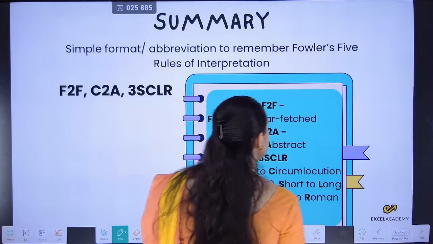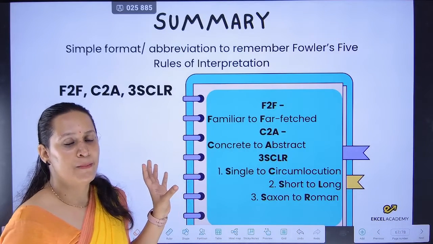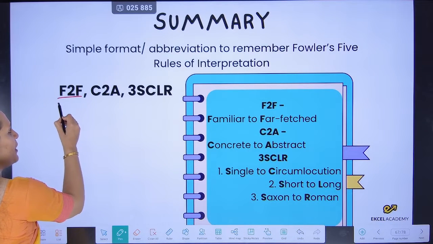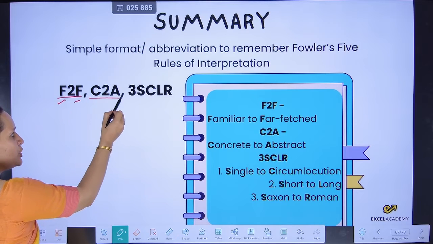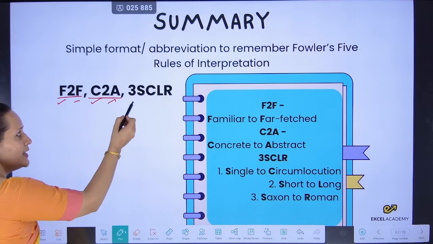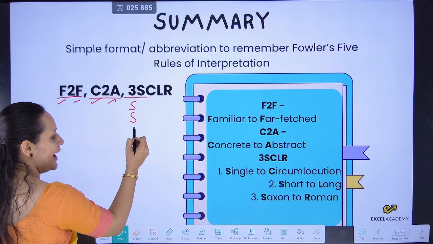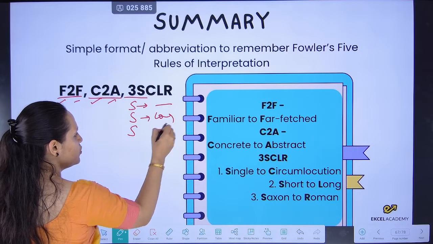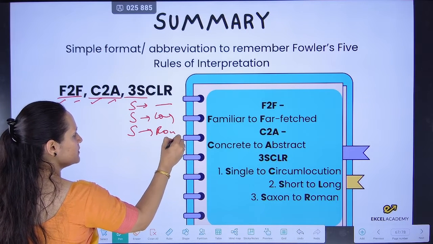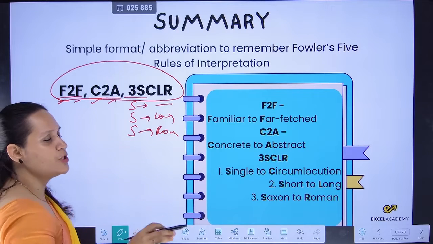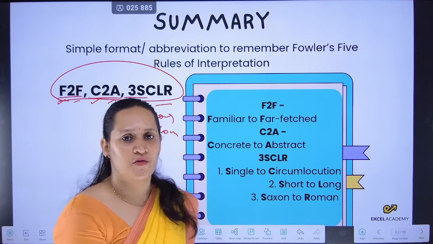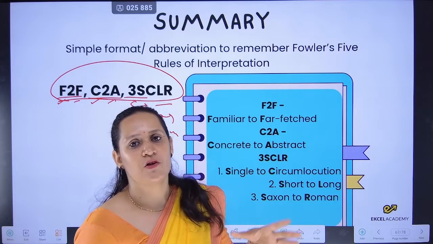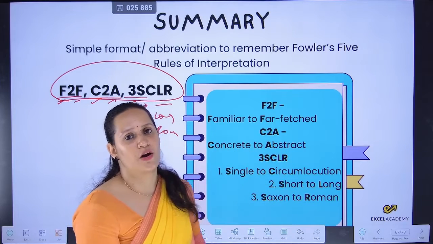So these are the 5 basic rules of drafting. If I have to summarize it, you can remember it. F2F, prefer familiar words rather than far-fetched words. C2A, prefer concrete words rather than abstract words. 3S, single, short and Saxon words: single word rather than circumlocution, short word rather than long word, and Saxon words rather than Roman words. So by this one thing, you can answer the entire question on what are the 5 rules of drafting, and this is one of the questions that is constantly asked by the institute in your final exam about what are the 5 rules of drafting given by Mr. Fowler.